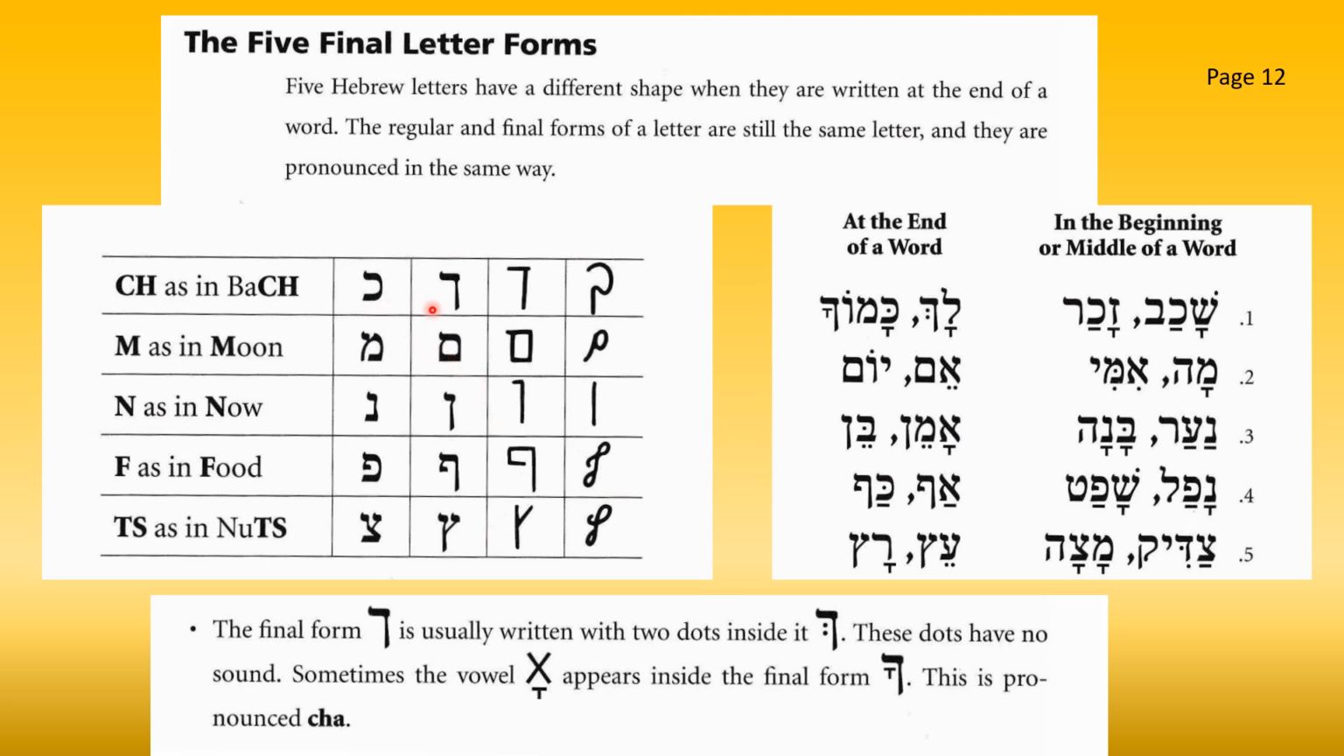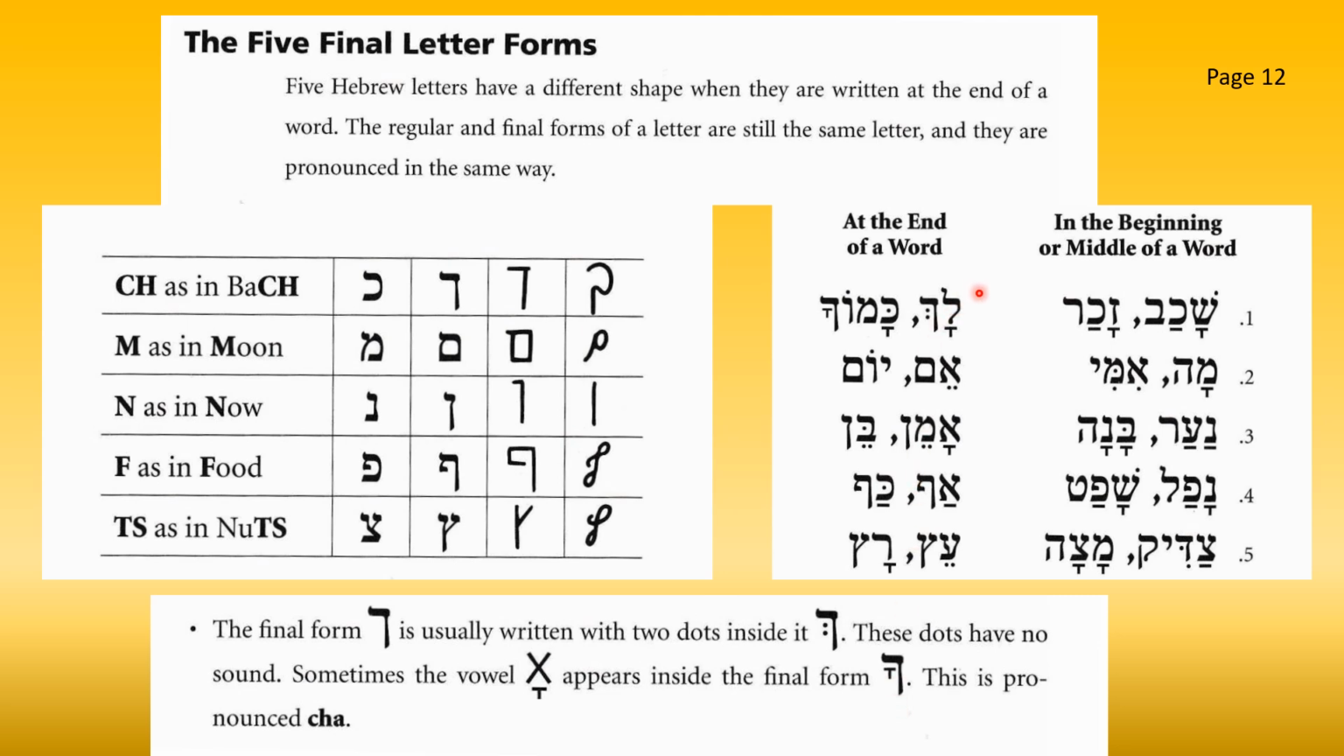One way to recognize the sofits, first of all, they are at the end of a word, and secondly, they go below the line in most cases, except for the mem. The final form of the chaf sofit is usually written with 2 dots inside of it. These dots have no sound, so they are the silent shvas. Sometimes you'll see the vowel kamatz appear inside the final form, and that would be pronounced cha, cha.